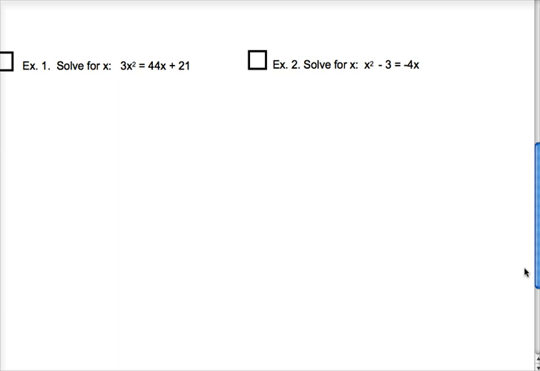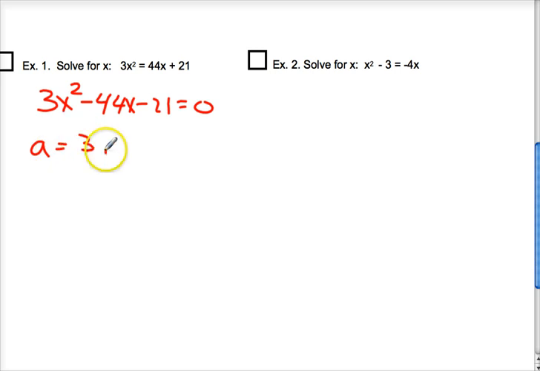First step, make it equal 0. We want to make it equal 0 so that I can identify a, which in this case would be 3, b, negative 44, and c, negative 21. Now we just plug in. And this is what I want to see on your test and on your assignments.